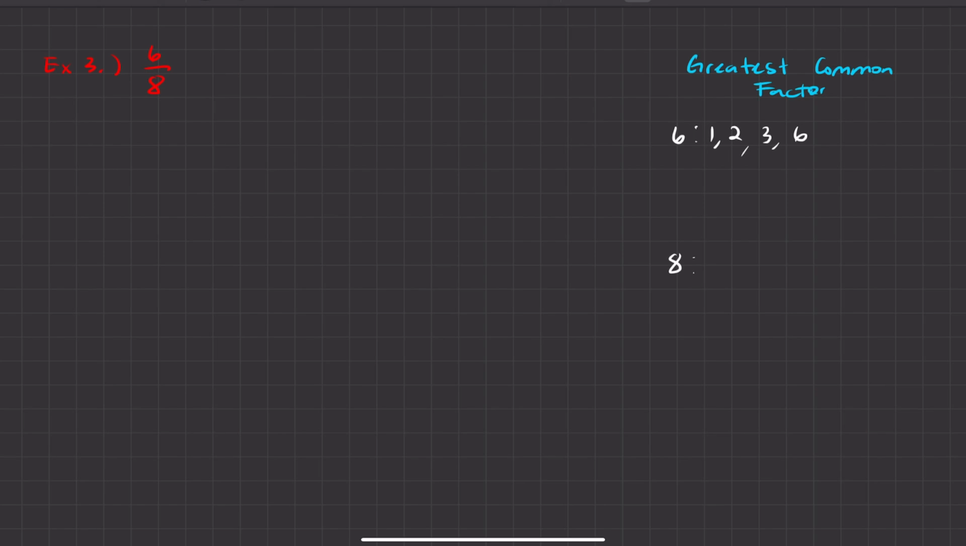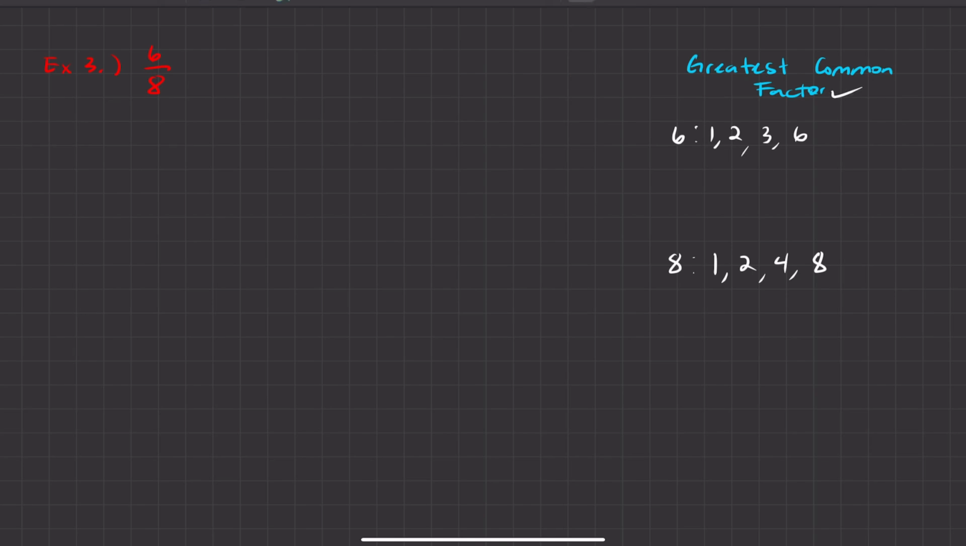And then 8. I got 1 goes into 8. 2 goes into 8. Does 3 go into 8? Nope. 4? Yes. 4 goes into 8 evenly. So 4 times 2 is 8. 6? 6 doesn't go into 8 evenly. 7? That's an odd number. 8? Yes. 8 goes into 8 one time. Okay. So I have my factors.